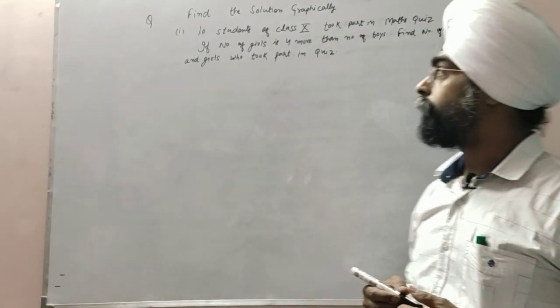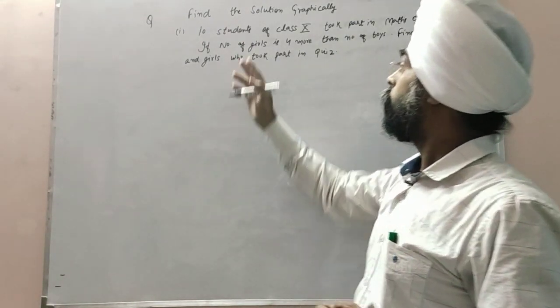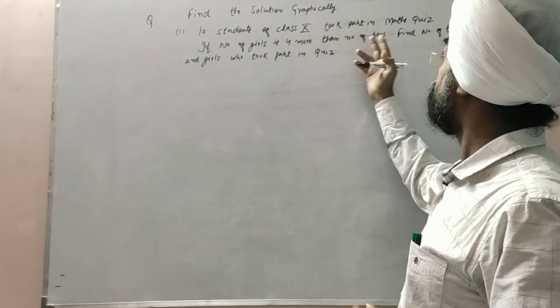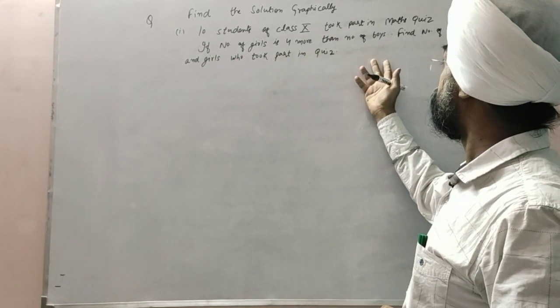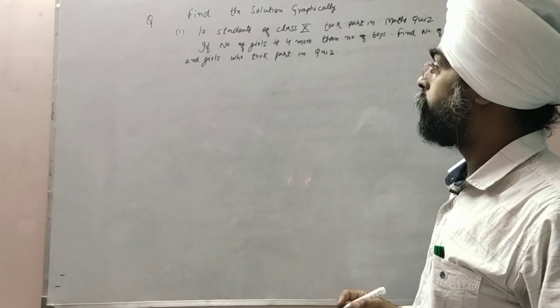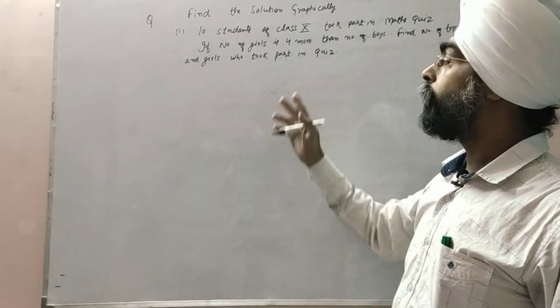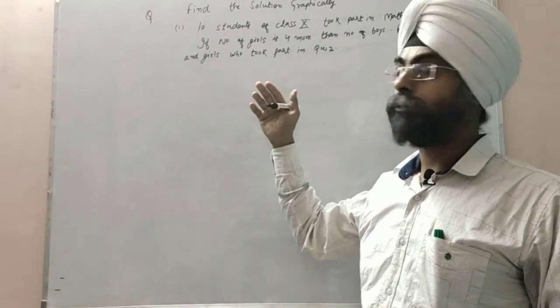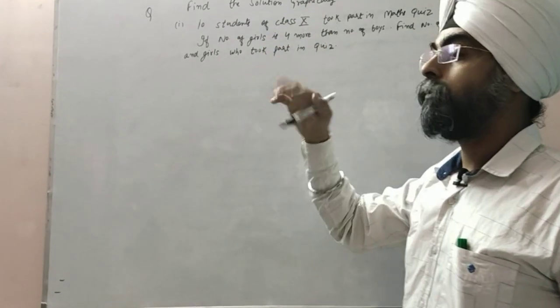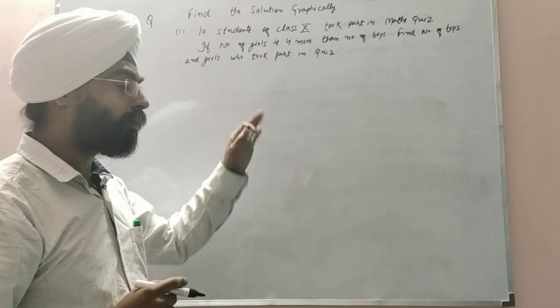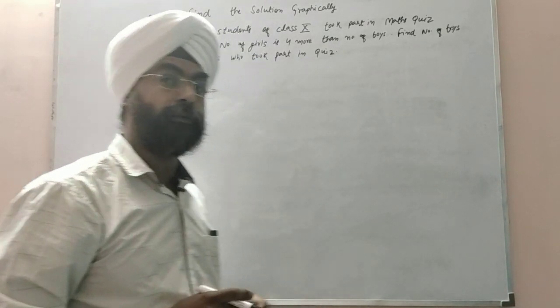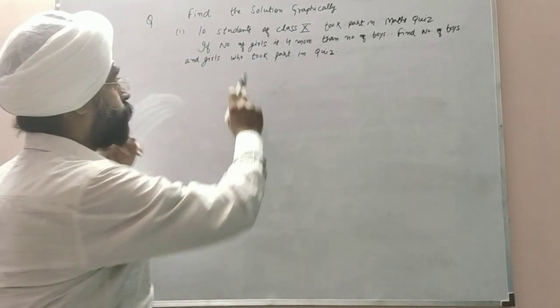Now question number 2. 10 students of class 10th took part in a maths quiz. If the number of girls is 4 more than the number of boys, find the number of boys and girls who took part in the quiz. We have to solve this graphically. This means you need to make the two tables again and put the coordinates on the graph like we have done in the previous question.